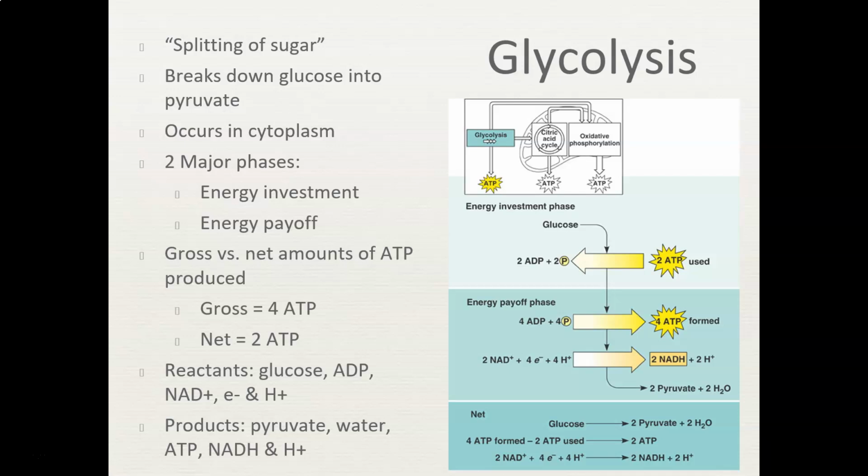Glycolysis is going to be a process that happens in your cytoplasm. That's going to become important later when we talk about some of the evolution of how this process probably came about. It is also anaerobic. There is no requirement for oxygen here.